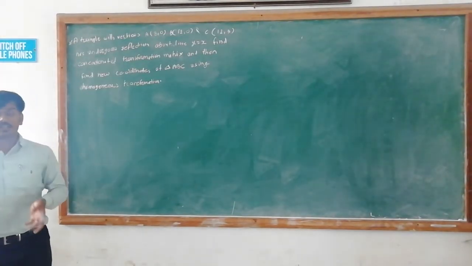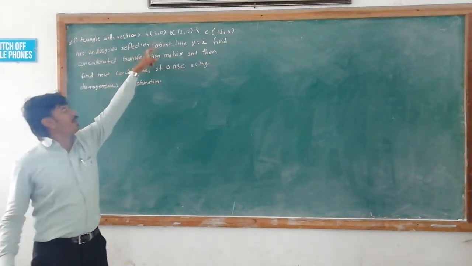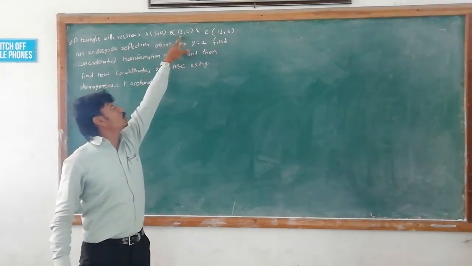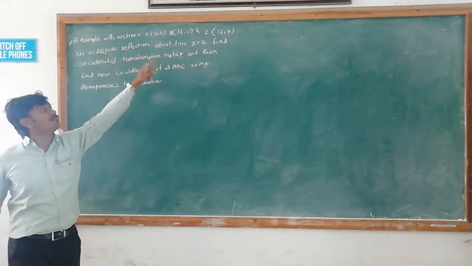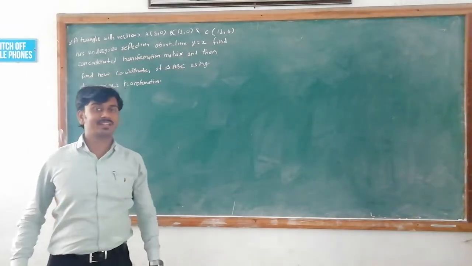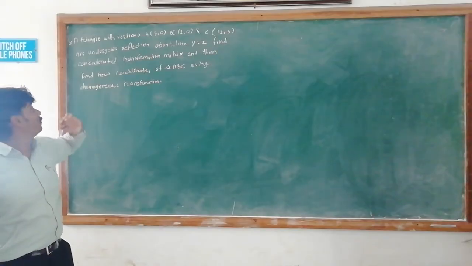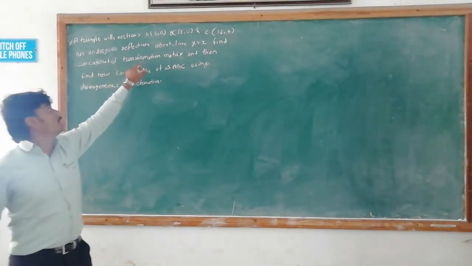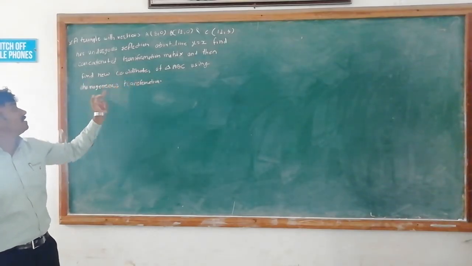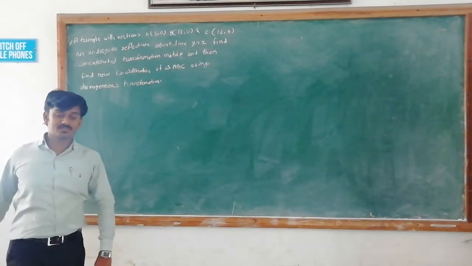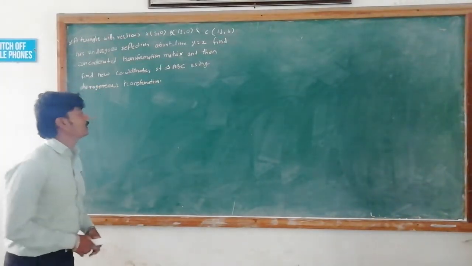Now we solve another numerical. The statement of the numerical is: a triangle with vertices A is equal to 8, 0, B is equal to 12, 0, and C is equal to 12, 3 undergoes a reflection about the line y is equal to x. The reflection is done about the line y is equal to x, find out the concatenated transformation matrix, and then find the new coordinates of triangle ABC using a homogeneous transformation. We have to find out the new coordinates of the points ABC.